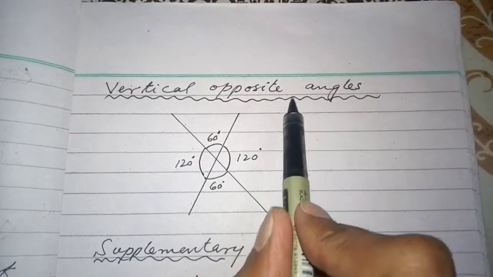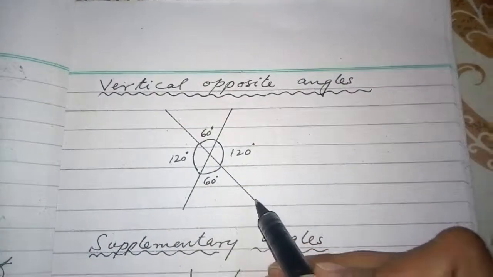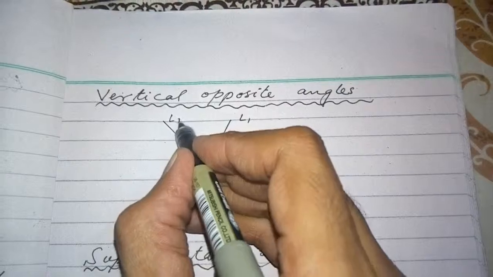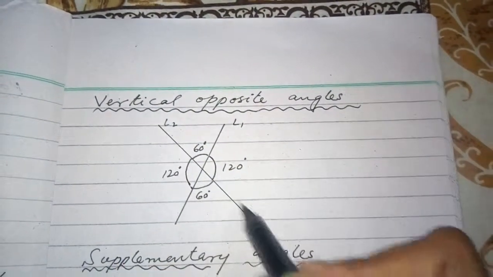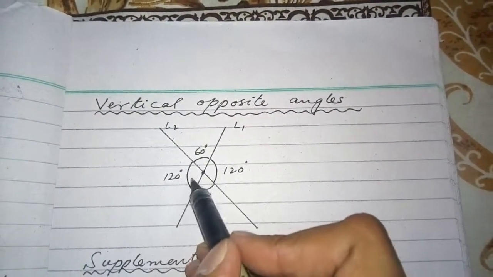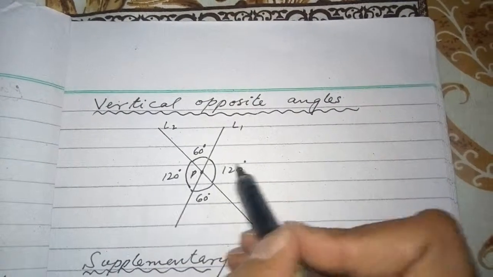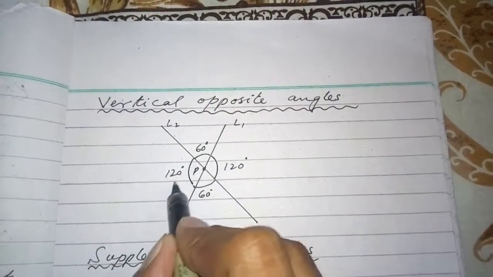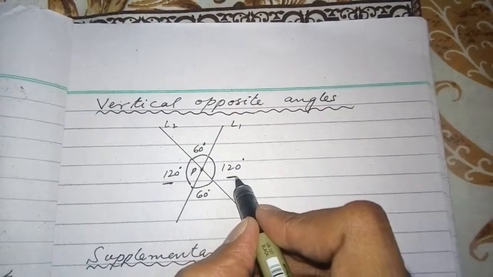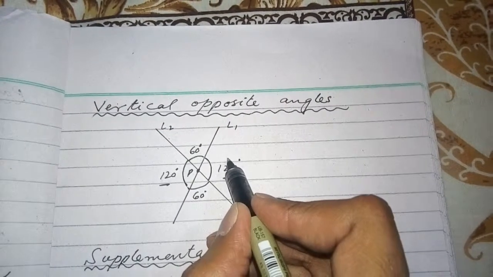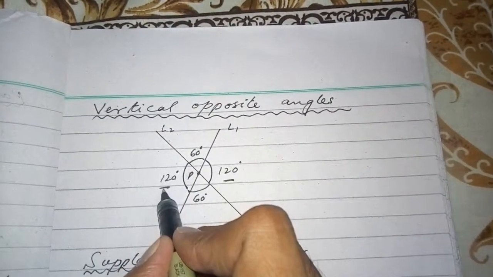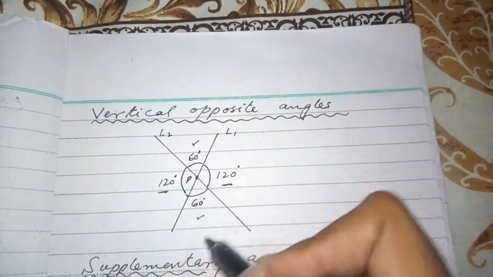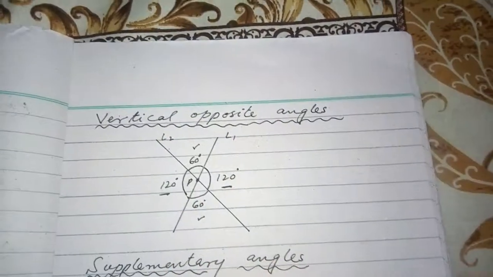Let's talk about vertical opposite angles. Vertical opposite angles are formed by two crossing lines. This is line number 1, and this is line number 2. When these two lines intersect at this point P, the opposite side angles are known as vertical opposite angles. Both angles are equal. If one is of 180 degree, the second is also of 180. For example, if one is of 60 degree, then both have the same 60 degree.